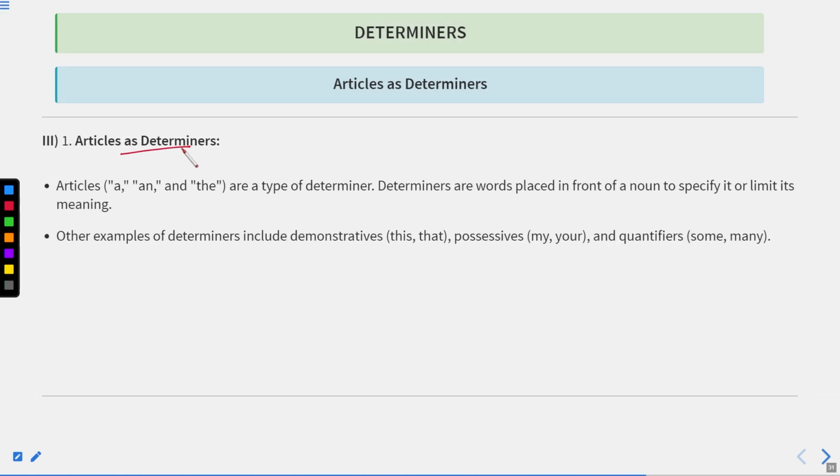Now, articles as determiners. How do we use articles as determiners? Articles are a type of determiner. Determiners are words placed in front of a noun, it means before a noun, to specify it or limit its meaning. Other examples of determiners include demonstratives, this and that, possessives, my and your, quantifiers, some and many. Okay, so these are other examples.